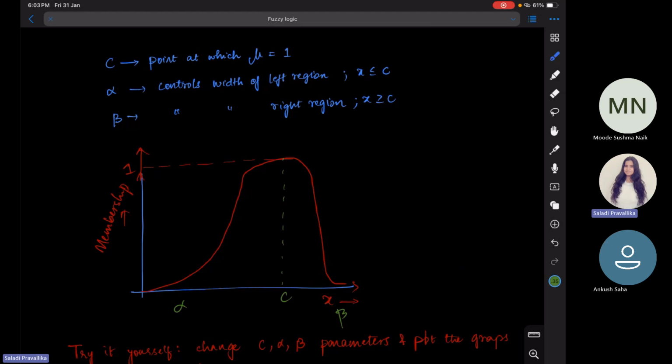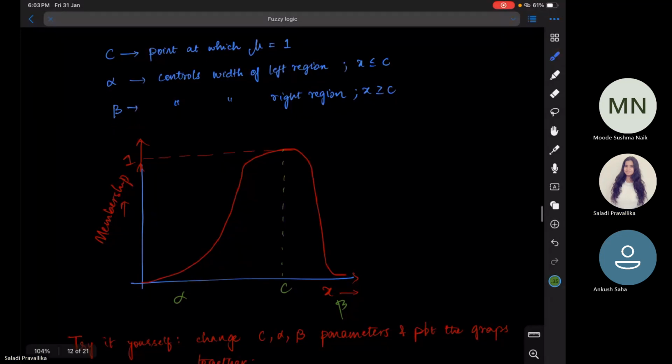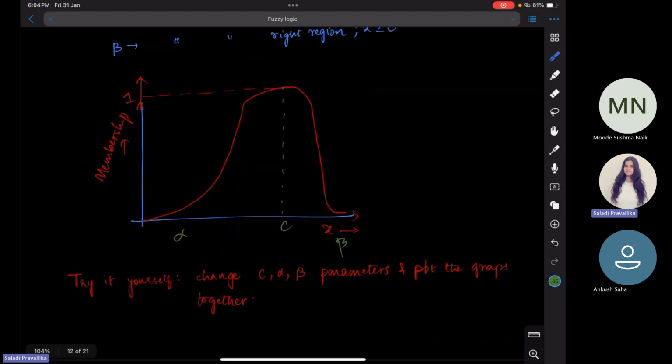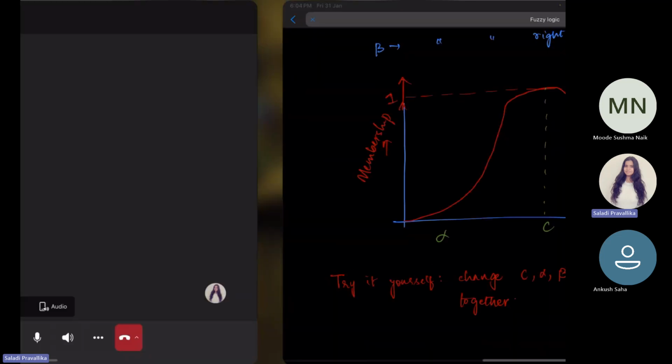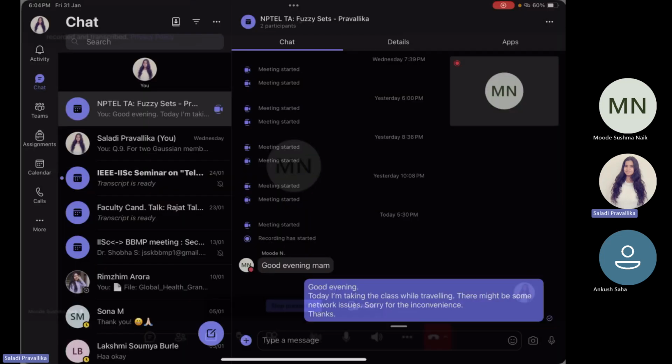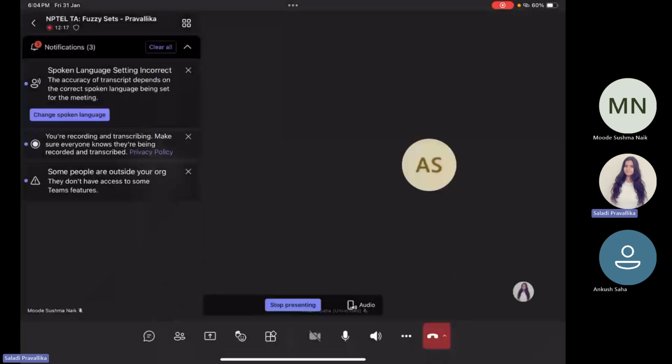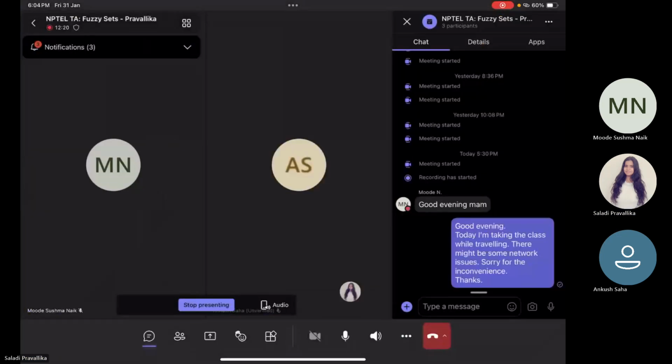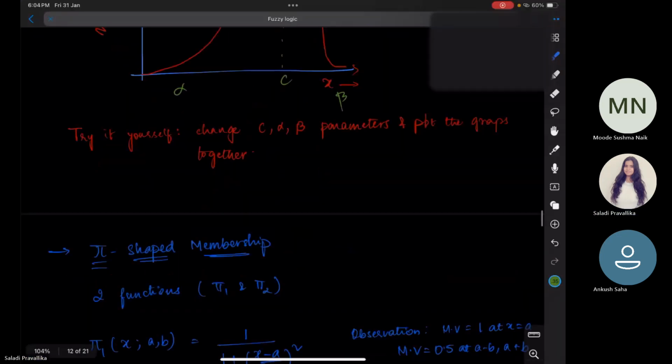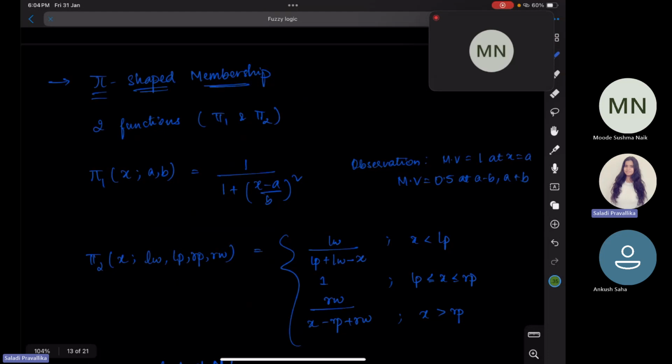The MATLAB code was discussed during the class, and it's similar to the code that we discussed in last week's problem solving session. So you can try it out and see the figures so that you know the difference. Clear so far? So that is the first function, the left-right.